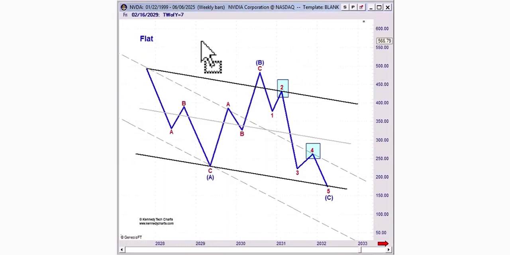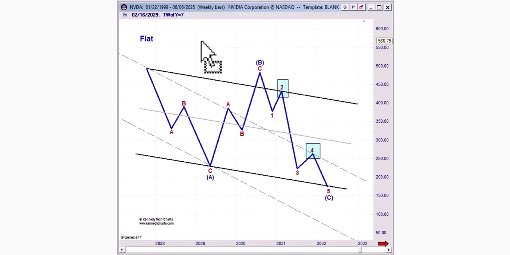And again, some of you know about my Kennedy channeling technique. All it is, is a very basic, very simple trend line algorithm I use to differentiate counter-trend price moves, corrective wave patterns, from trending price moves.